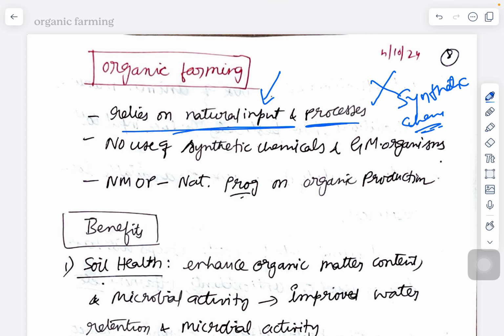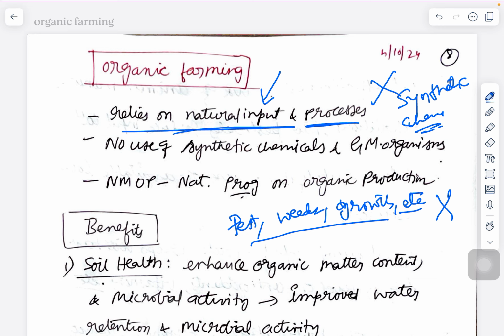Like, chemical fertilizers are not used, and the focus is mostly on chemicals at various levels. In the sense, it could be managing of the pests, or managing of the weeds, or for the growth, etc., right? So there is no use of chemicals, and it involves only natural processes. Yes, so that is organic farming.